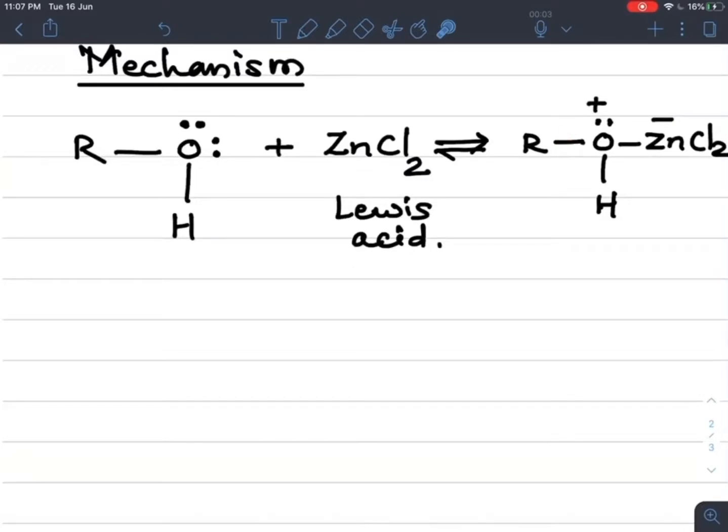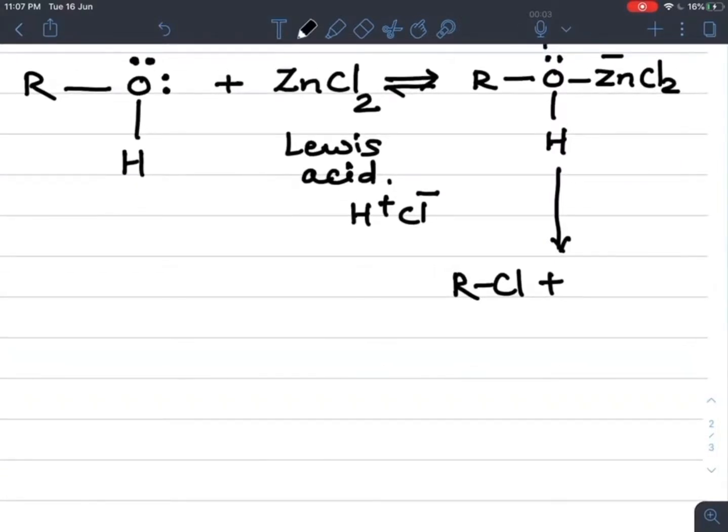So what happens? At the same time, the HCl present in the solution is H plus and Cl minus. The bond breaks here. These two electrons go towards the oxygen and R plus is formed, which combines with Cl minus, and finally here we get RCl as the byproduct, that is OH ZnCl2, Zn minus is there.